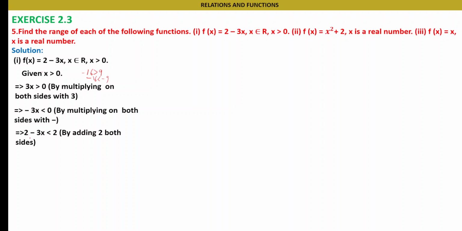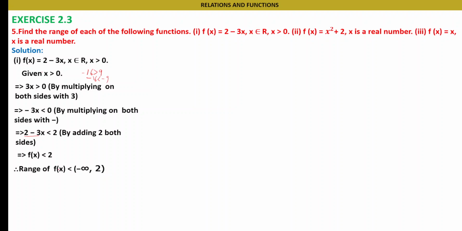Then, let us add 2 on both sides. Therefore, 2 minus 3x is less than 2 by adding 2 on both sides. 2 minus 3x is nothing but f of x. By substituting here, f of x is less than 2. Therefore, the range of f of x is minus infinity to 2, because it's clearly specified here that f of x is less than 2. We derived that expression. Therefore, the range is minus infinity to 2.